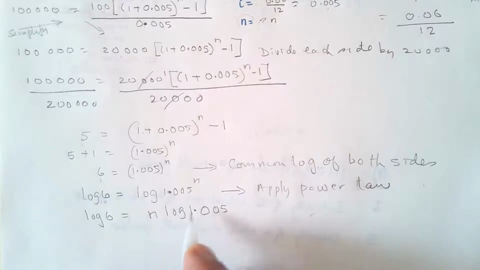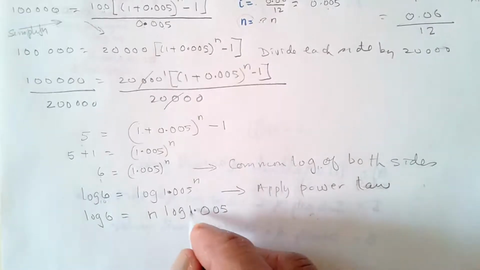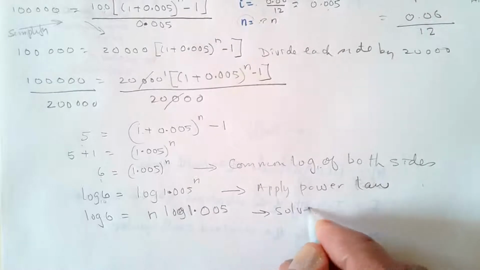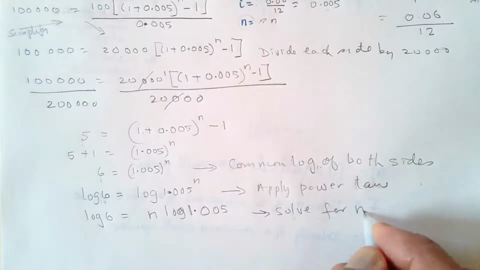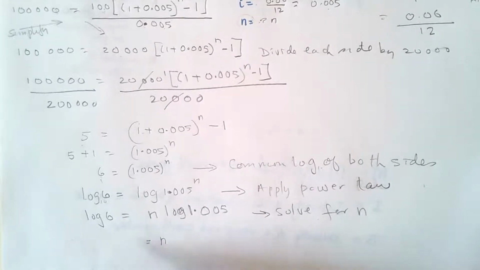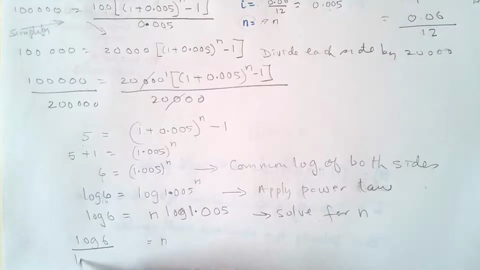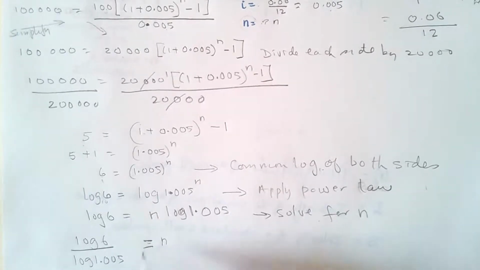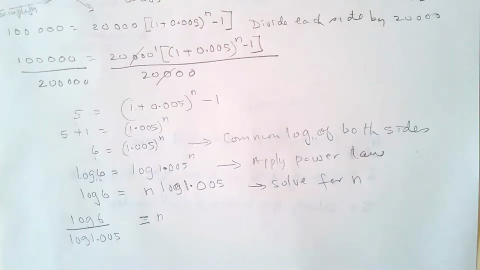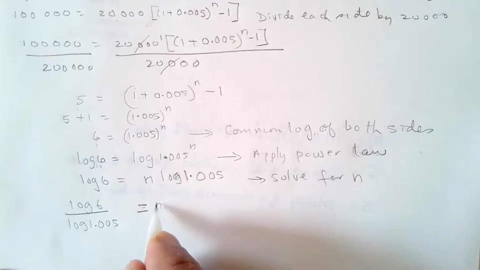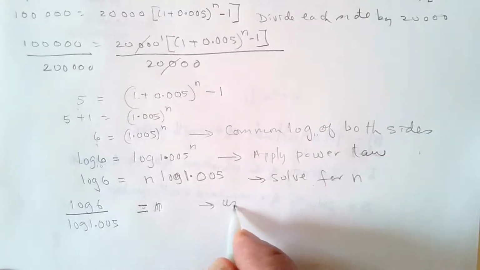Now we will solve for n. So n is equal to log 6 over log 1.005. And this is where we will need our calculator in this case. So use calculator.